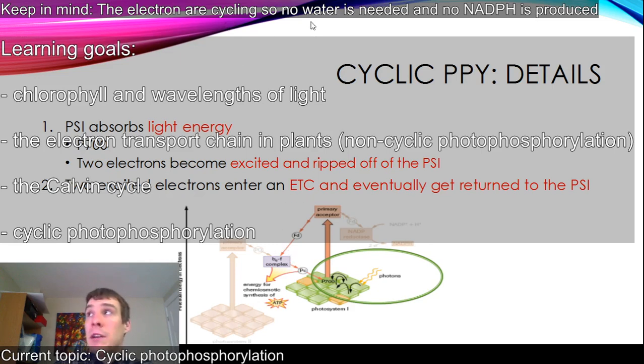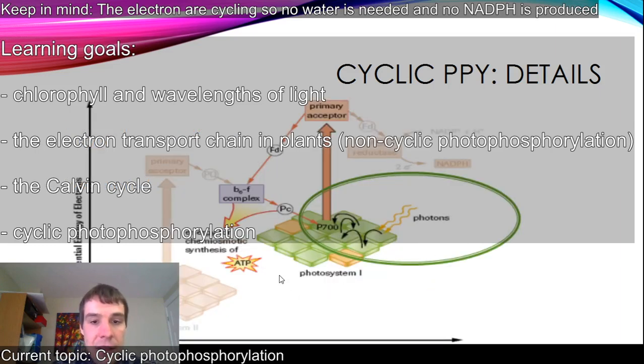So you don't need water, no water, and you don't make NADPH. So this can't go to the Calvin cycle because there's no NADPH. The Calvin cycle needs NADPH. So we're going to zoom in here. This is done on photosystem 1.